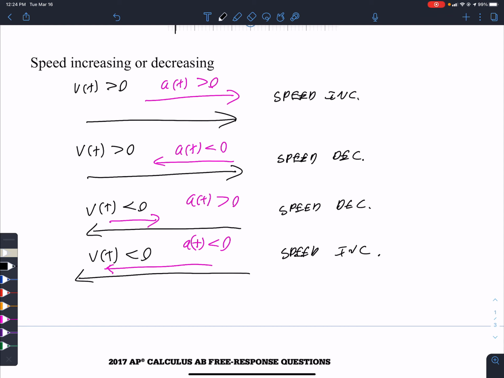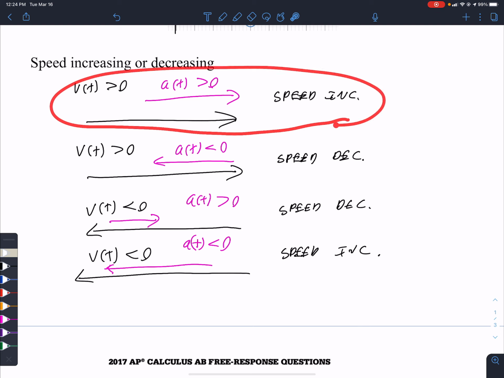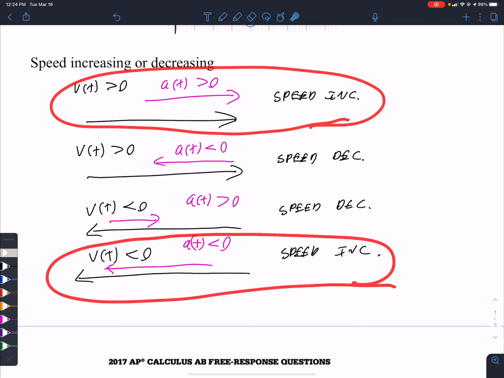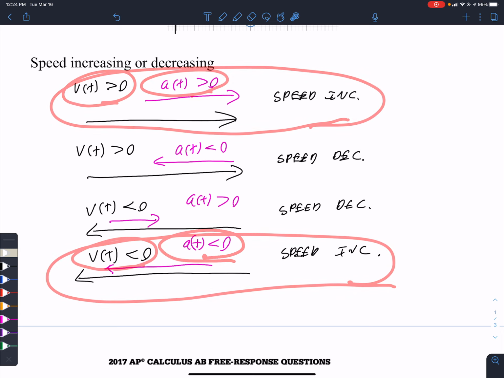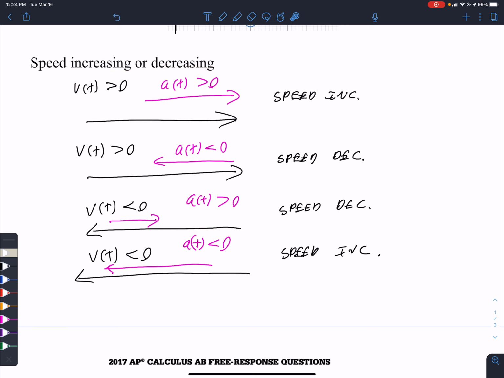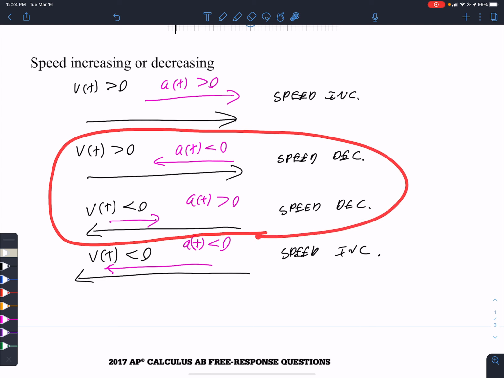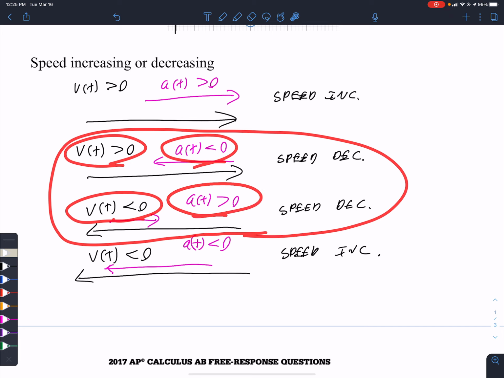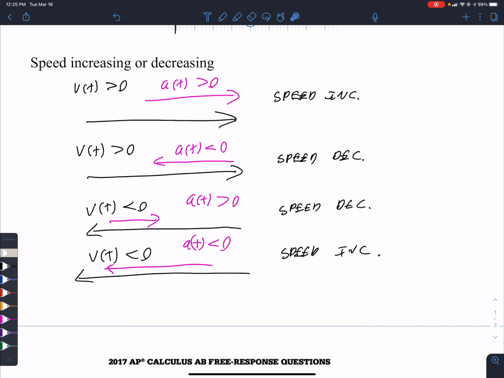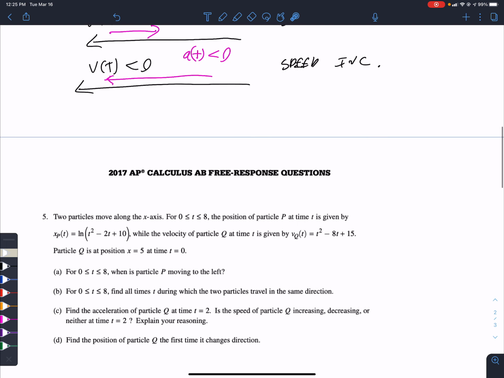So when is your speed increasing? The first case and the last case, and it happens when your velocity and acceleration are both positive, or if your velocity and acceleration are both negative, or in other words, they have the same sign, and that will be your justification. When is speed decreasing? The middle 2 cases, and those both happen when your velocity and acceleration have opposite signs. So that's going to be your justification for speed decreasing on these problems. All right, let's go ahead and start doing some examples.